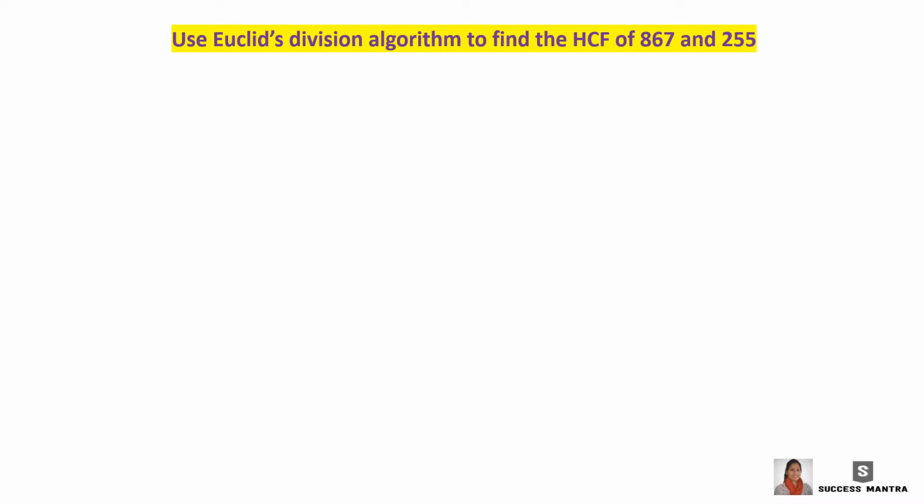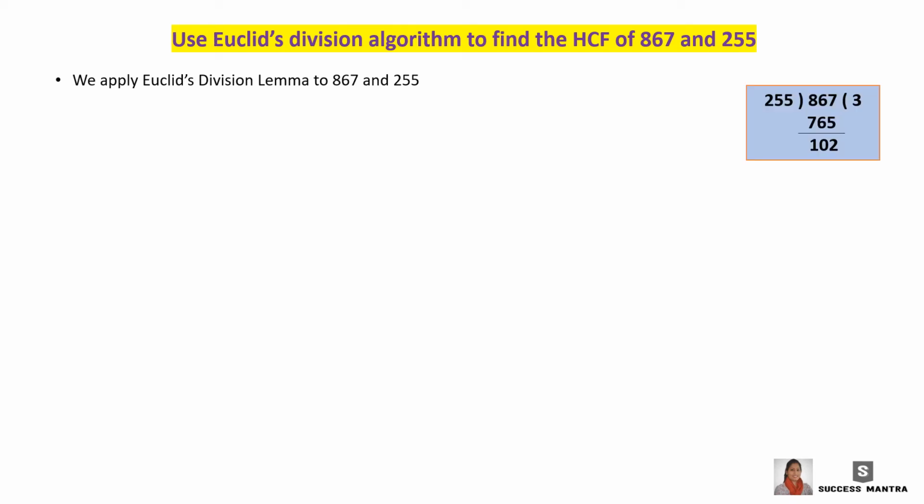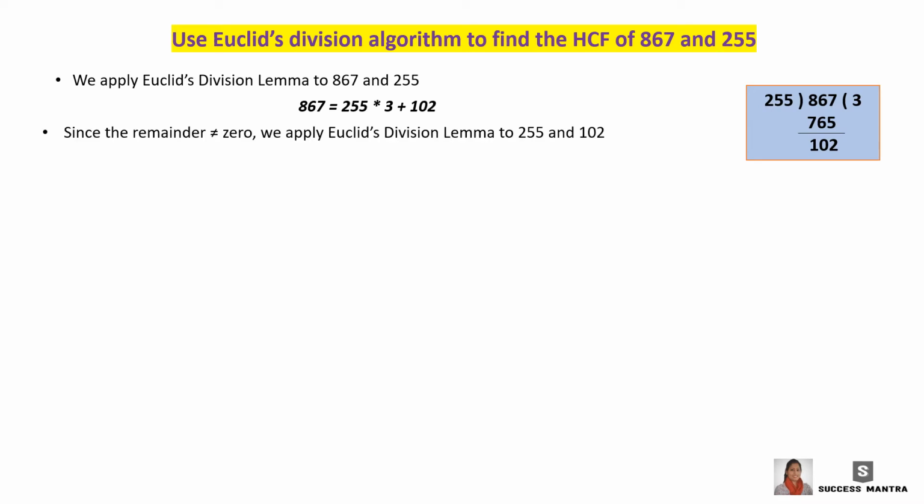So this is the third question: to find the HCF of two numbers 867 and 255 using Euclid's division algorithm. Let's do like what we have done in the previous two cases. We apply Euclid's division lemma. We arrive at the first equation. Since the remainder is not equal to 0, we do a second time Euclid's division lemma.